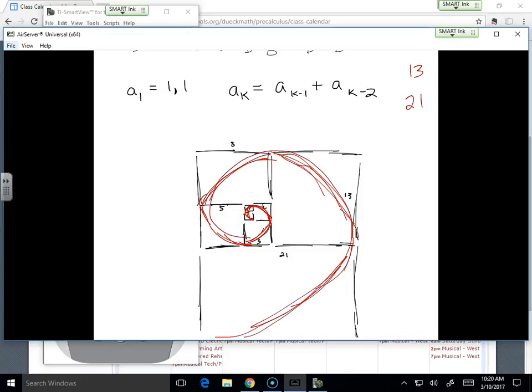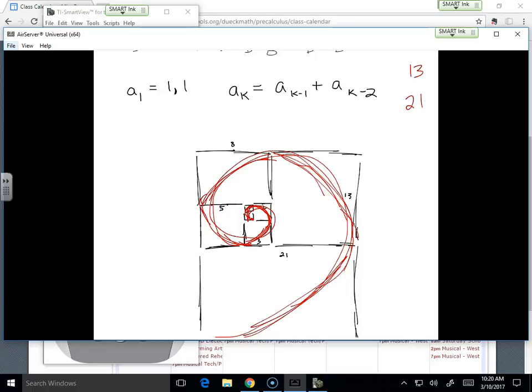What things in nature spiral? Any idea? What's something that spirals in nature? Yeah, they actually turn, but what has a spiral? Snails, snail shells. Snail shell spirals are proportional to the Fibonacci spiral.